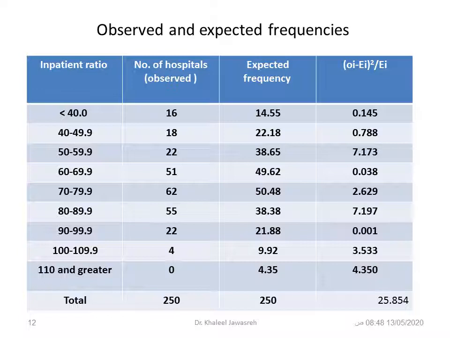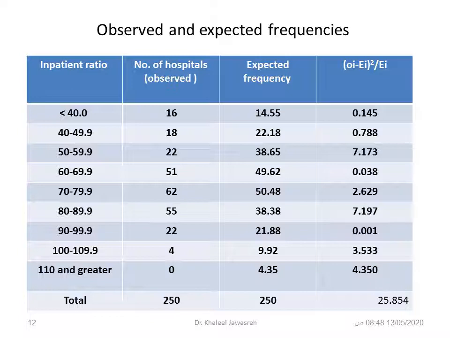For the first category it is 16, 18. This is the countable thing that has been counted directly, and we have the expected from the previous steps, and you can calculate in the last column here, as you see, observed minus expected, squared, over the expected. It will yield for the first category, for example, 0.145. From where do we get this value? Observed, which is 16, minus 14.55, squared, over the expected. So it will yield 0.145.